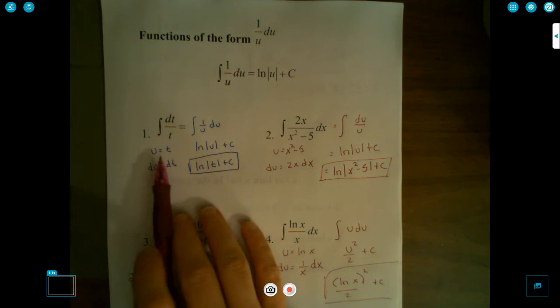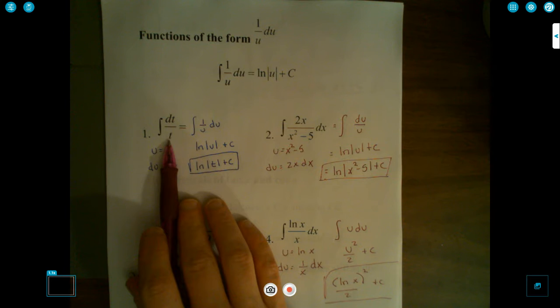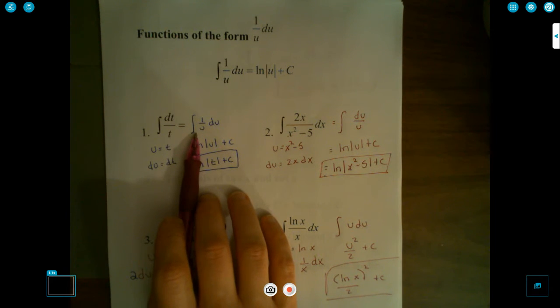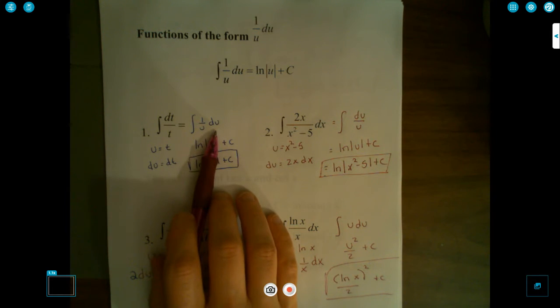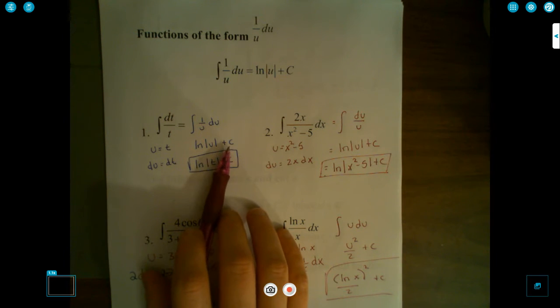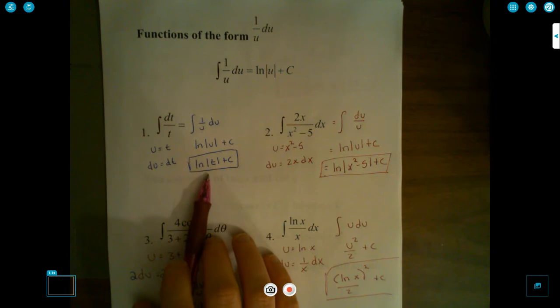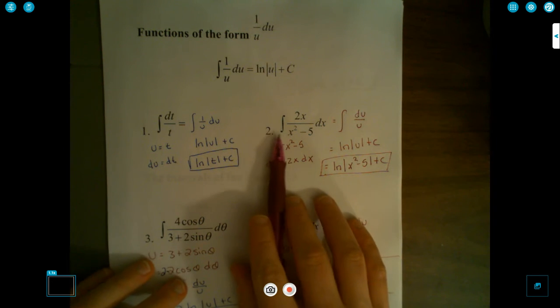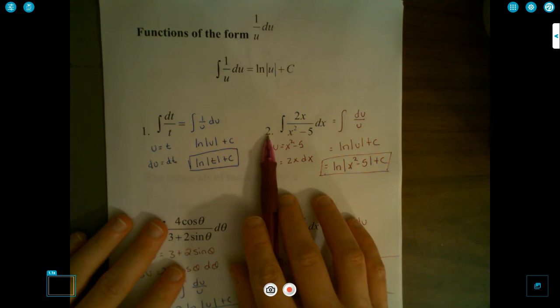But what we can do here is we can go ahead and let u equal t. Take the derivative of it as dt. When I substitute back into my integral, it's the antiderivative or integral of 1 over u du. Going with the natural log absolute value of u plus c. And then we substitute back in. So number 1 is the most basic one. Number 2, we kick it up a little bit.